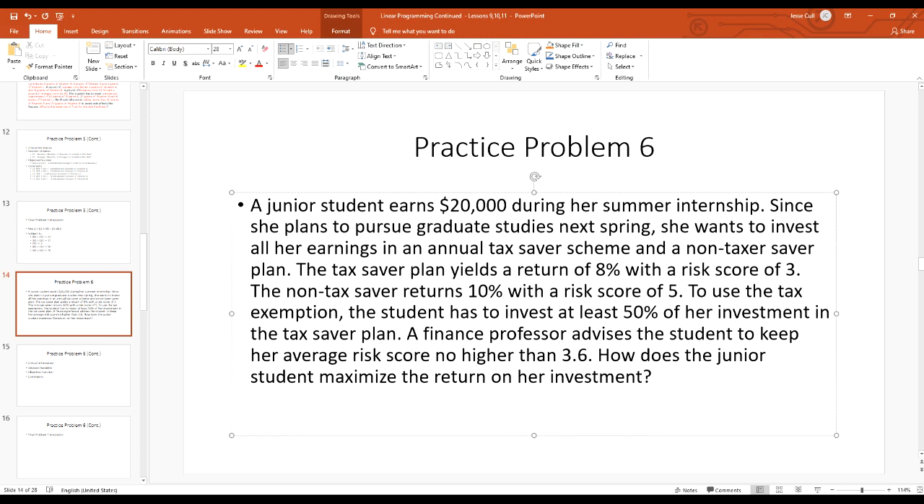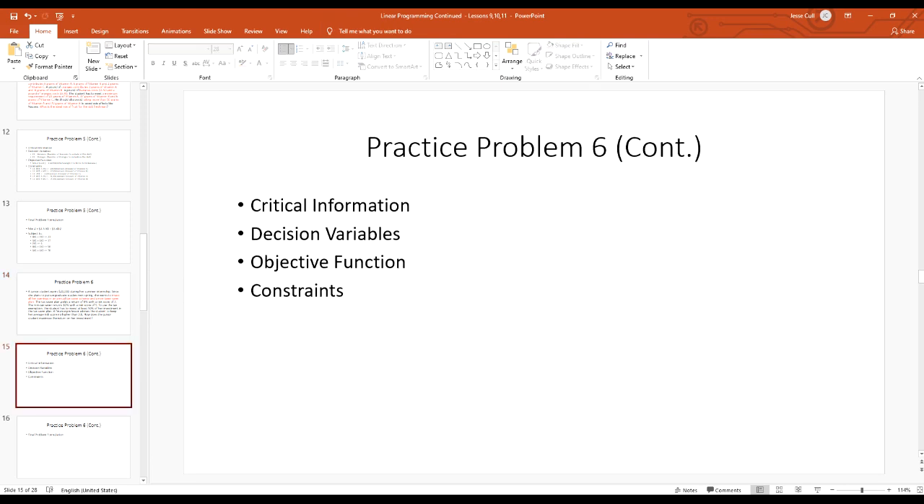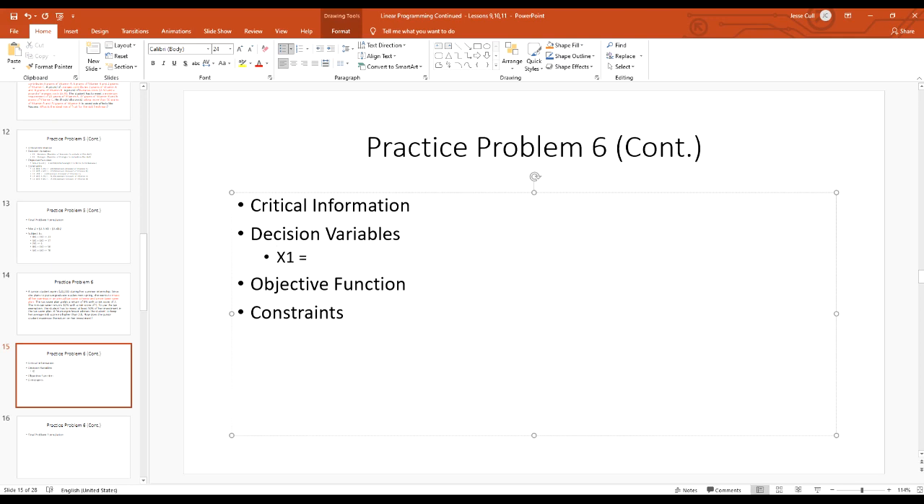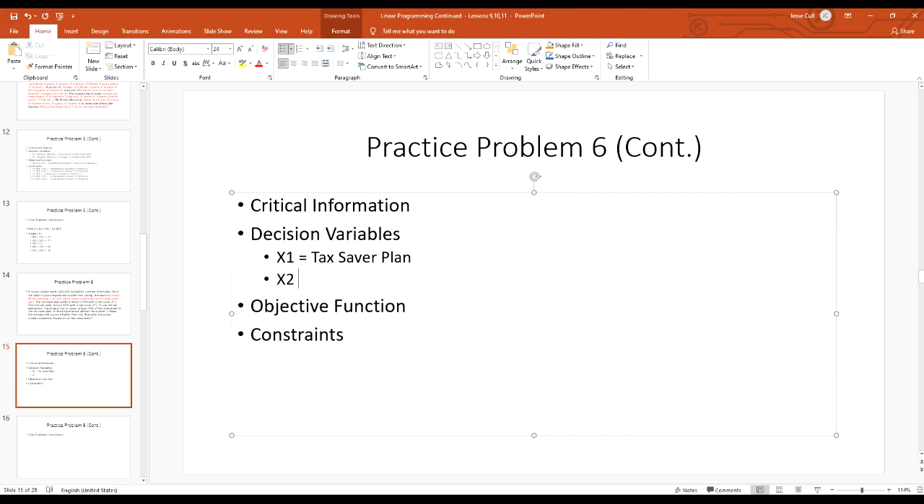As always, we'll begin by looking for our decision variables. In the last section, how does the junior student maximize the return on her investment? Looking up here, she can invest all of her earnings in an annual tax saver scheme and a non-tax saver plan. So that indicates our choices are tax saver or non-tax saver. Those become our decision variables. Because we're moving a little quicker, we'll go right to that now. X1 is our tax saver plan, X2 is our non-tax saver plan. Each represents how much money will be invested in each respective plan.